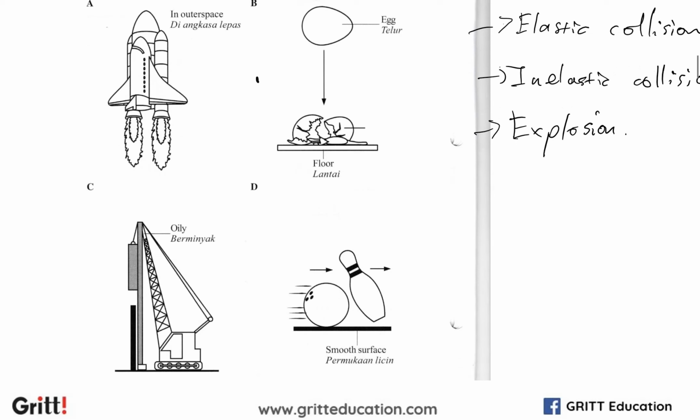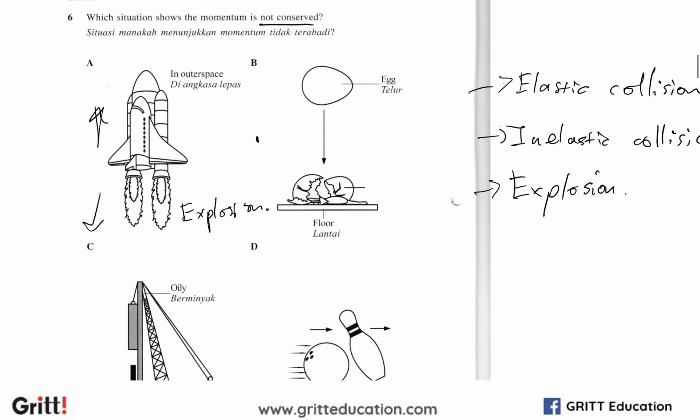Alright, so let's take a look at A. In outer space, there's this rocket. You will consider it as an explosion, due to the fact that the rocket is propelling forward while the exhaust, the fuel that's being burned, is going backwards, so hence it is an explosion reaction.